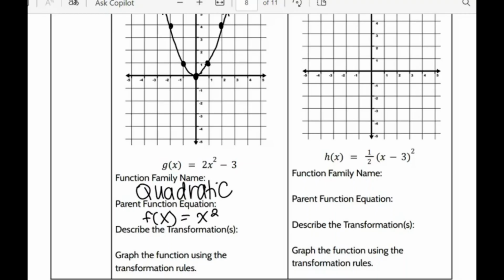Now, describe the transformations. I see in my equation a 2 out front of the function, the 2x squared. That means I have a vertical stretch of 2. Next up, I have this minus 3 on the outside, meaning it's not attached to that x squared. That would be down 3.